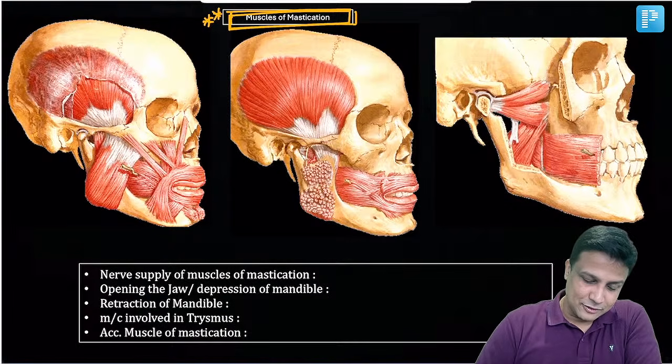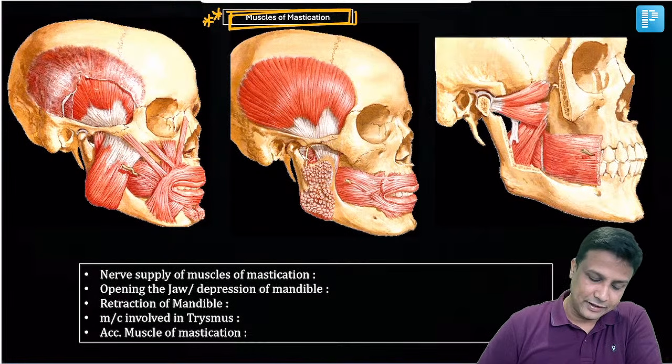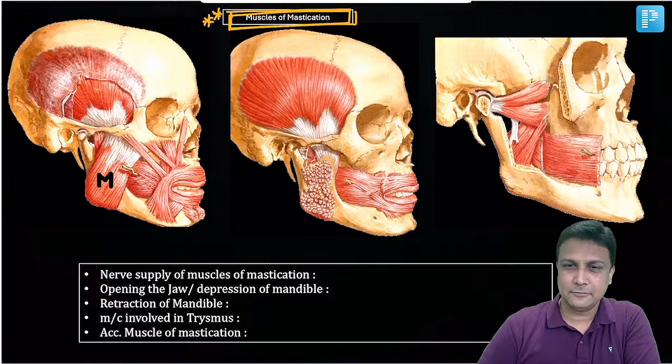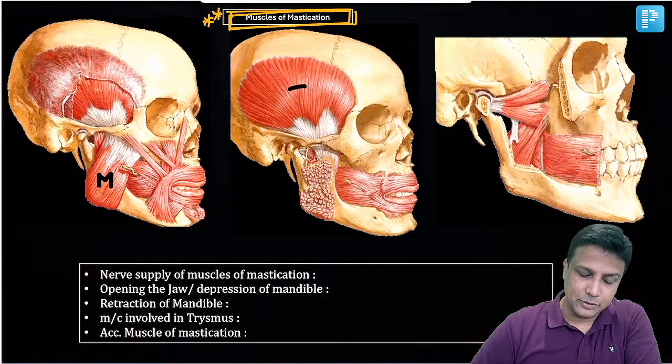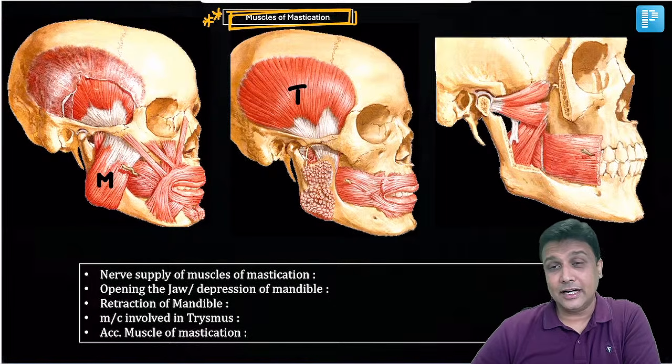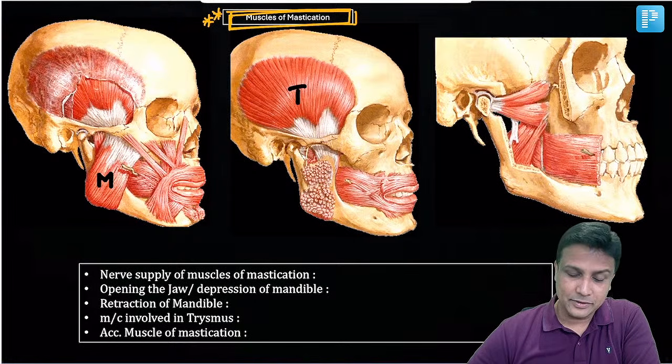There are totally 4 muscles of mastication. First, you should be able to identify them. This one here will be the masseter muscle attached to the ramus of the mandible from outside. This one here will be the temporalis muscle, and then the lateral pterygoid and the medial pterygoid. Remember this very carefully.